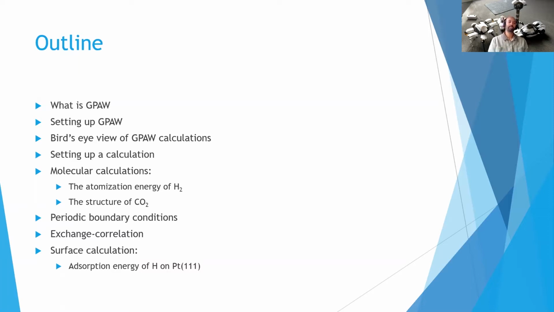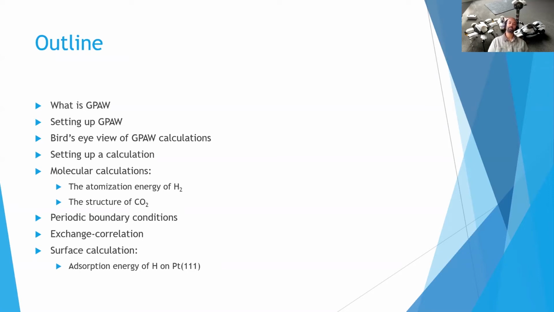And then for our basic GPAW DFT calculations, we'll be doing 3 examples in this tutorial. First example is the atomization energy of H2. We will calculate that, and then the structure of CO2. So these are all molecular systems. And then we will go into some detail about periodic boundary conditions for supercell systems. And then we'll have a little detour into the exchange correlation, what it means for people new to DFT, and how to handle it in GPAW.